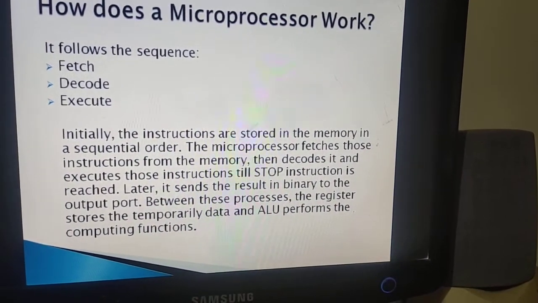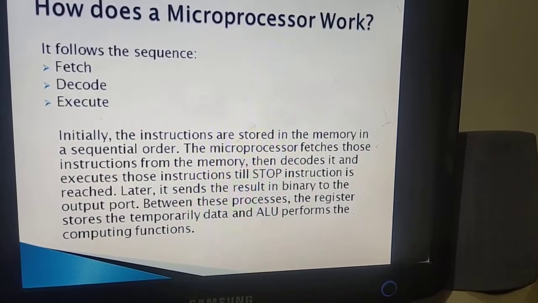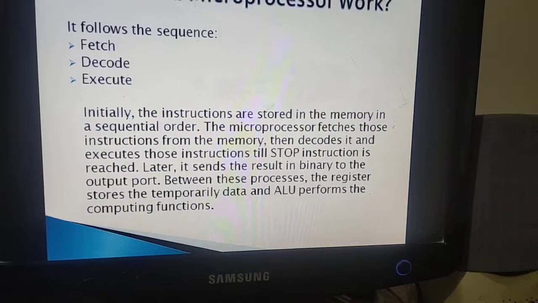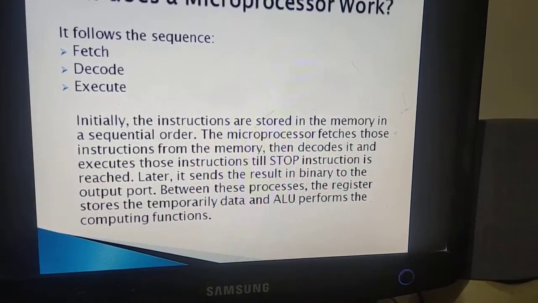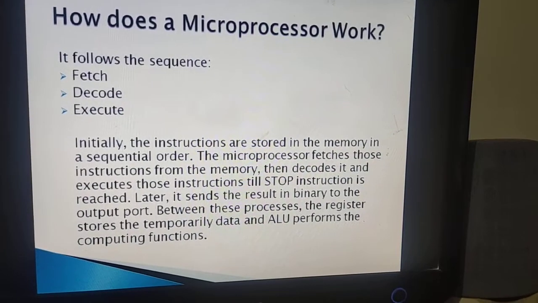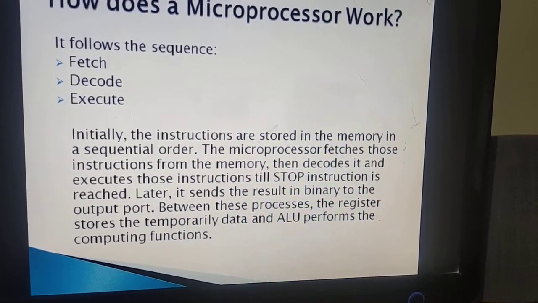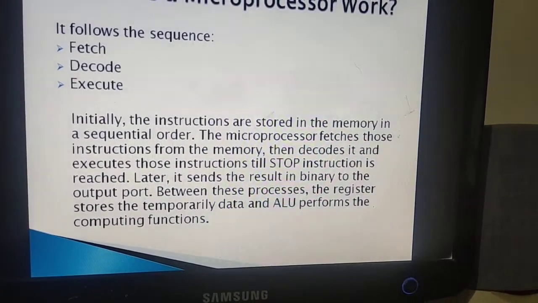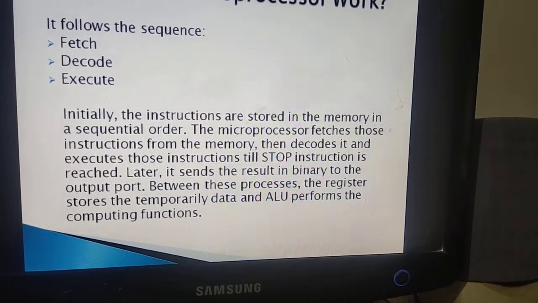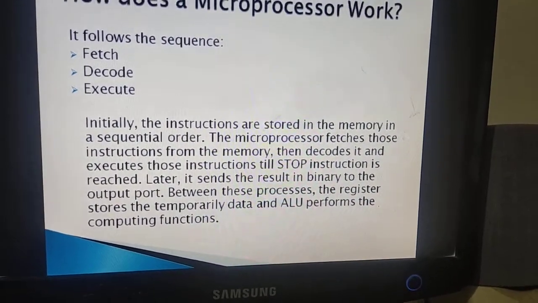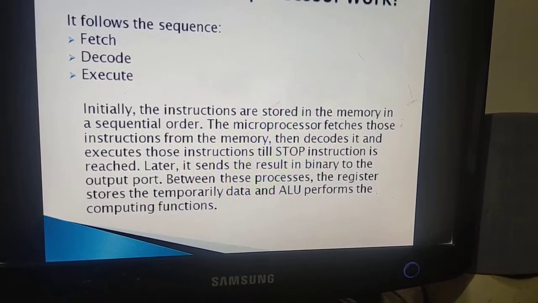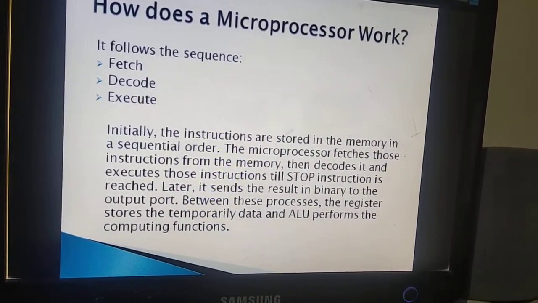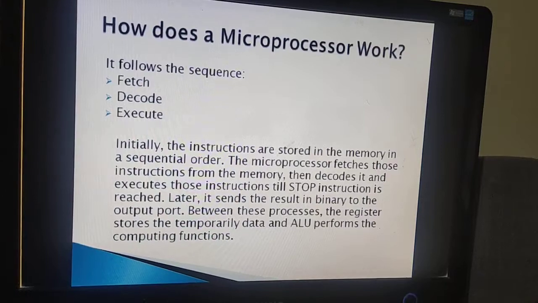Then between these processes, the register stores the temporary data, because you may require certain data frequently to perform certain operations or calculations. For that, we need temporary data, and the ALU, the arithmetic unit, will perform operations on this temporary data. Because we are going to use this data frequently, that is where we have the register that stores your temporary data.